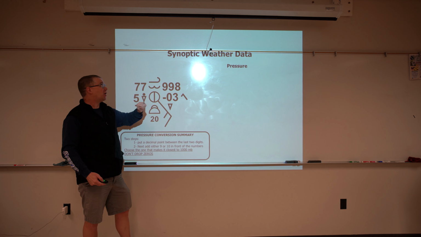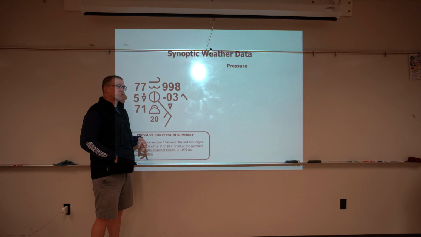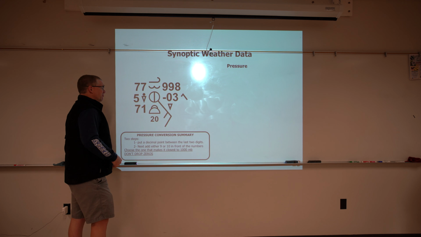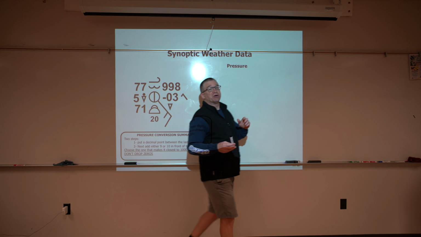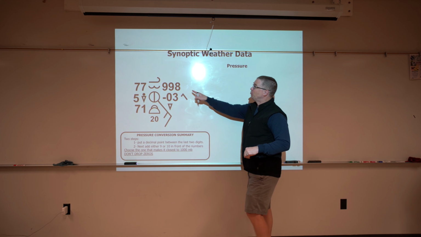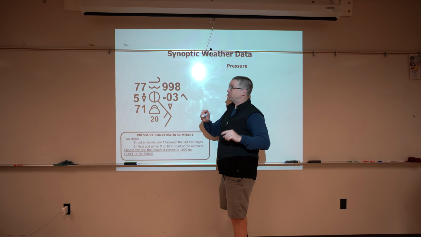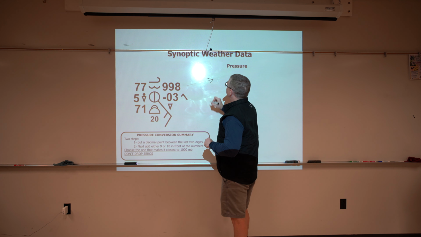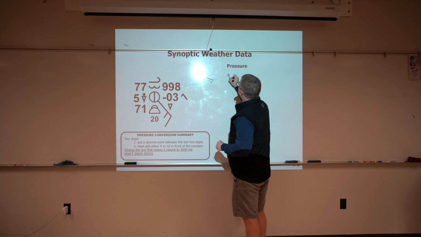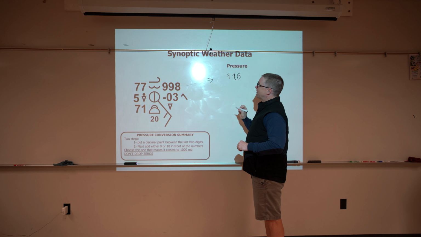What I want to focus, though, on is the actual pressure reading here, this number here, because this is a little tricky. There's a little trick you have to do to convert this. Remember that what we're trying to do is put as much information in as small a space as possible. So the way to read this, and you do the exact same process for every pressure reading, is the following. Take your number, in this case 998, and the first thing you do is put a decimal point between the last two numbers.